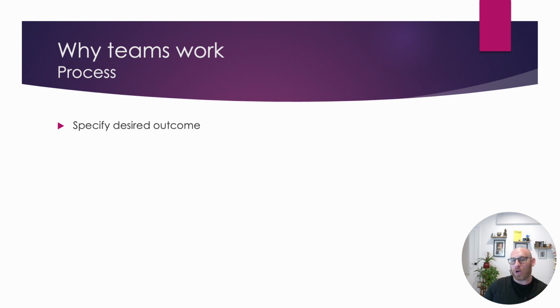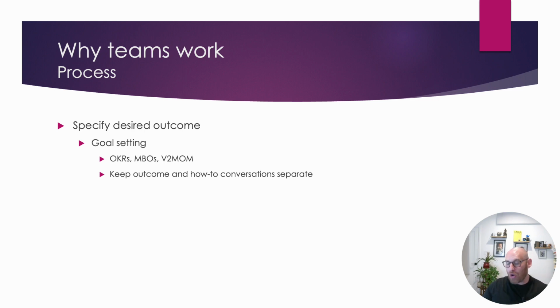Without a clear outcome, team members choose options based on unspoken differing assumptions, so it's important to articulate specifically what you want the team to accomplish. One of the best ways to articulate clear outcomes is with a goal-setting methodology. I'm partial to OKRs, which are objectives and key results, but there are others like MBOs, which is management by objectives, balanced scorecards, or V2MOM, vision, values, methods, obstacles, and measures.